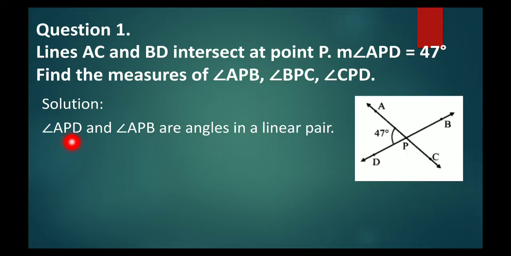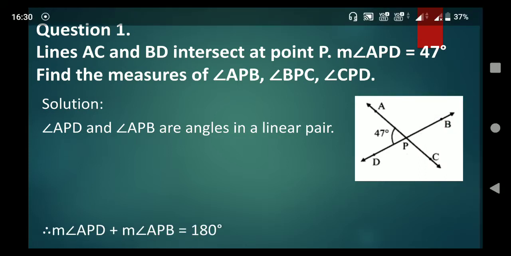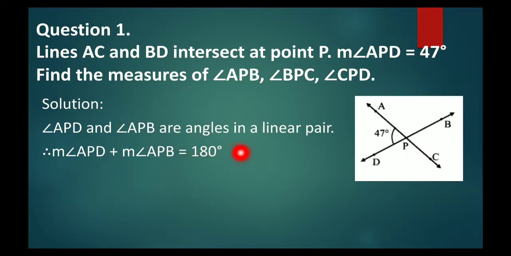So APD and APB are angles in a linear pair. Both the angles have a common arm and a straight arm, right? So both are in a linear pair. The linear pair measure will always be supplementary. So if we add both the angles, children, we will get 180 degrees.